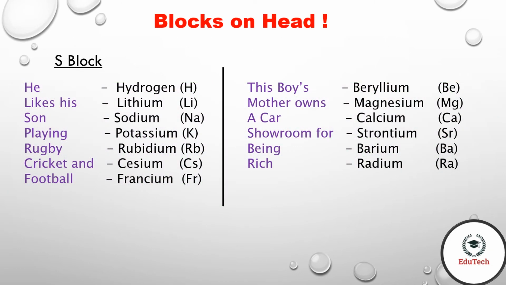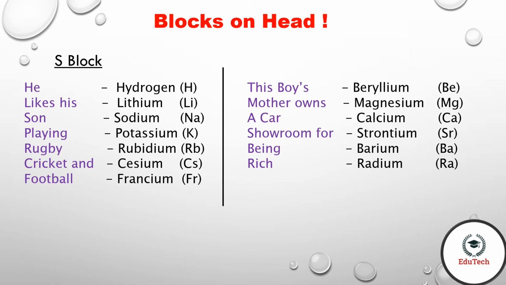Now we have come to the main section. As I said already, the periodic table has split into four blocks: S, P, D, and F. Now we can see about S block. We can memorize this like a sentence. First is alkali metals. It is group number 1: hydrogen, lithium, sodium, potassium, rubidium, cesium, and francium.